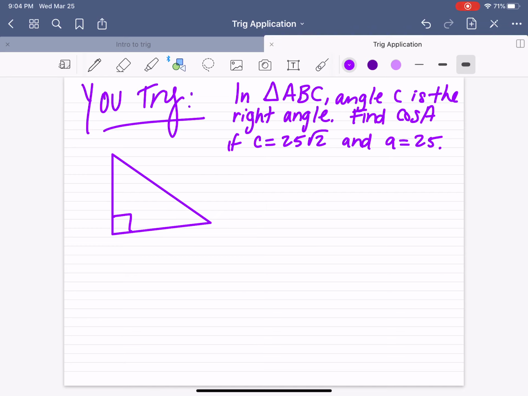Very first step, draw your triangle. Problem said that angle C is the right angle. So let's write down our measurements. Side C is 25 root 2. Side A is 25. And we are trying to find the cosine of angle A.